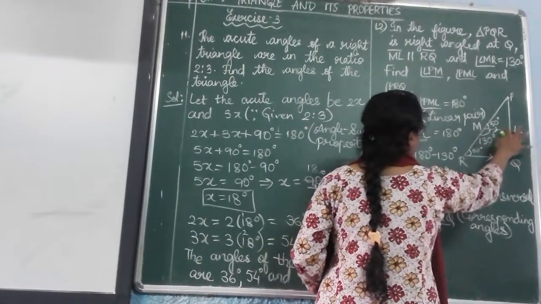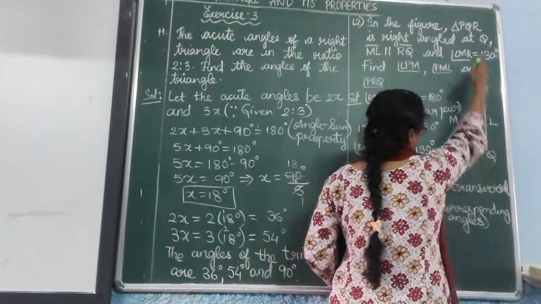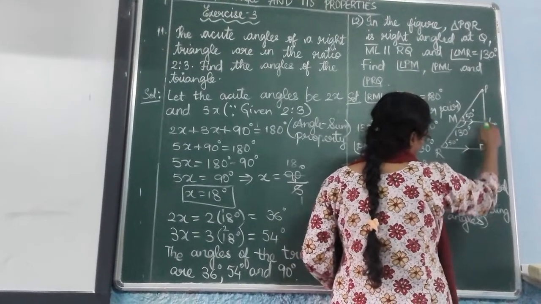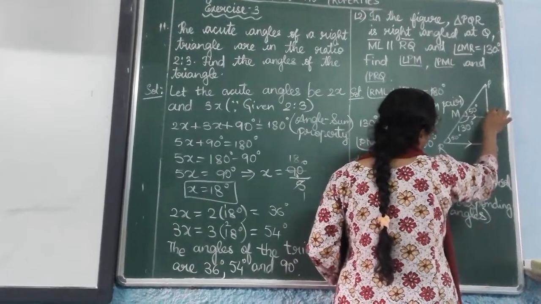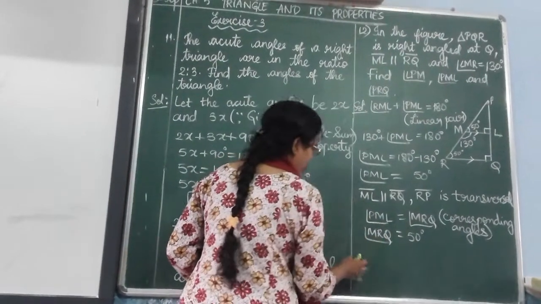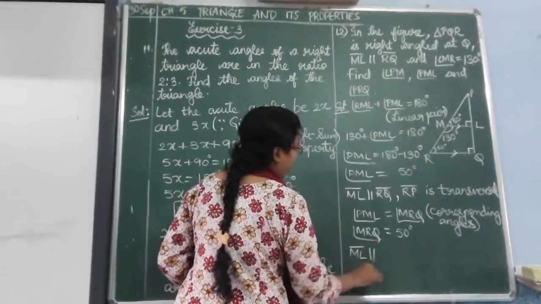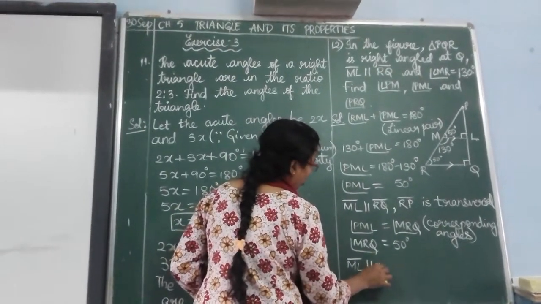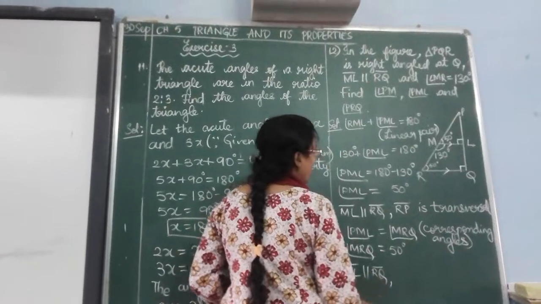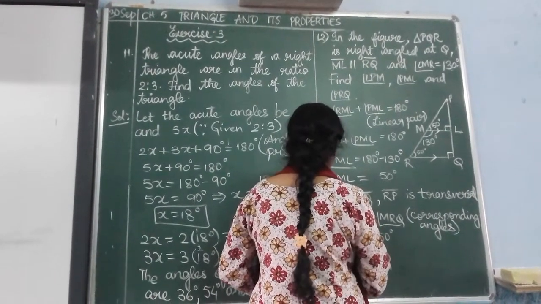Now let us take these two are parallel to each other. This QP is a transversal. Then the angles formed here and here will be equal. So let us write that: ML is parallel to RQ, and QP is a transversal.